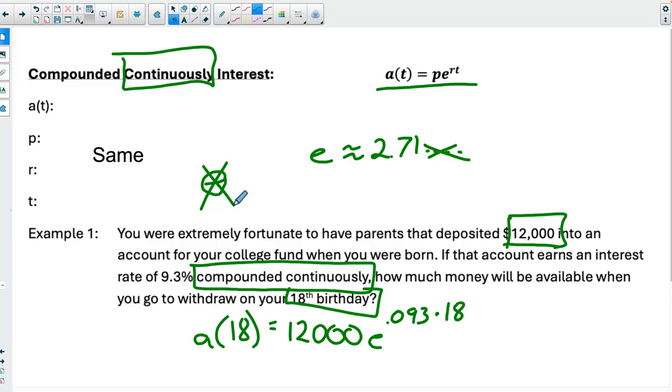You find E on yours? Okay. So in this case, we get A of 18 is equal to, looks like, $64,001 and 51 cents. Questions?